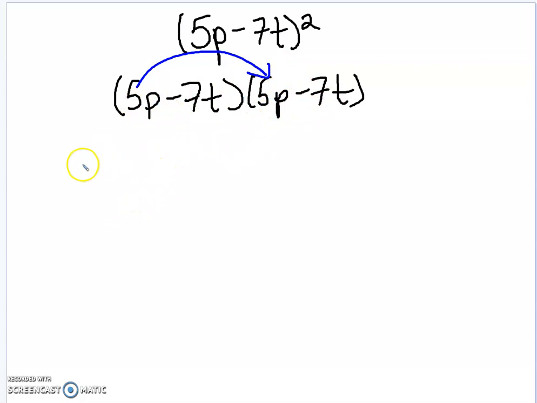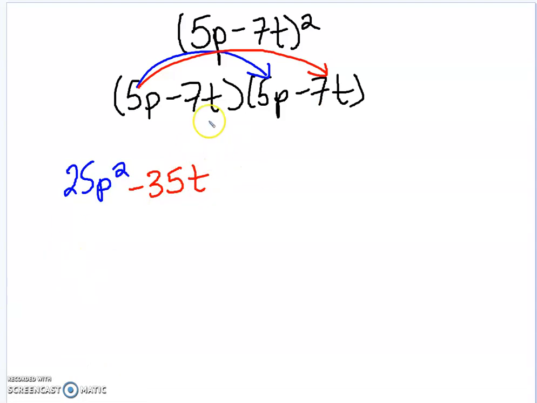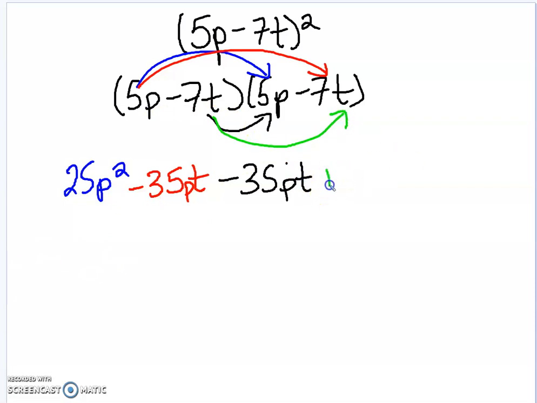So 5p times 5p is 25p squared. Then we have 5p times negative 7t gives us negative 35pt. Then we have negative 7t times 5p gives us another negative 35pt. Up here I noticed I forgot to put pt, and this one is also pt. And then the last term here is negative 7t times negative 7t, which gives us positive 49t squared.